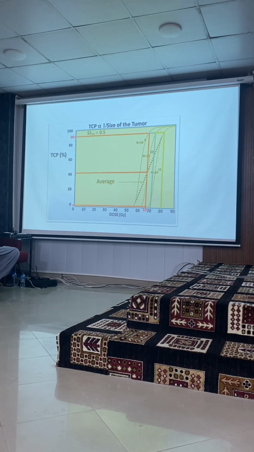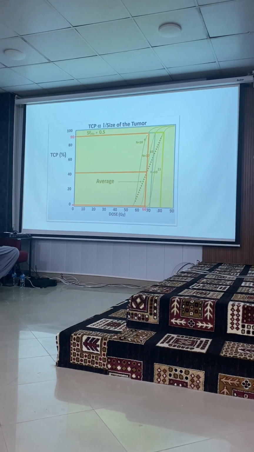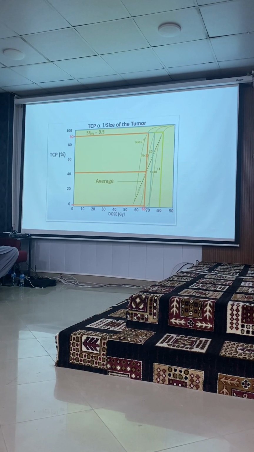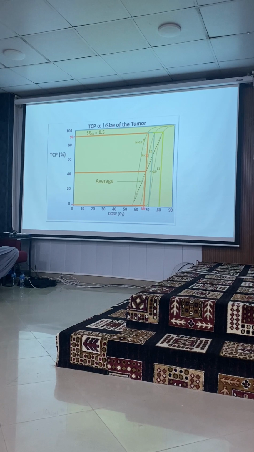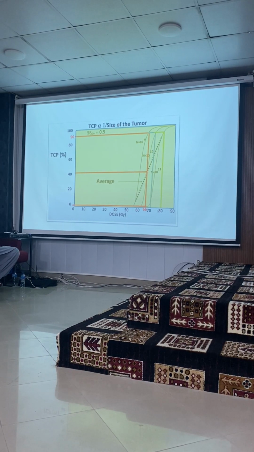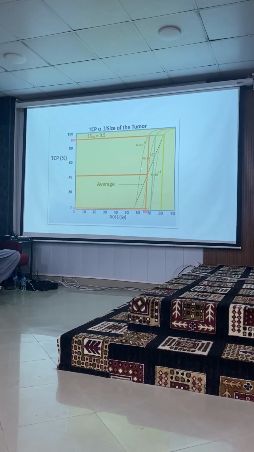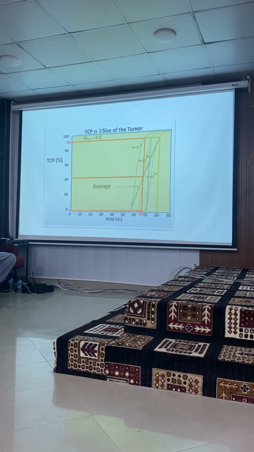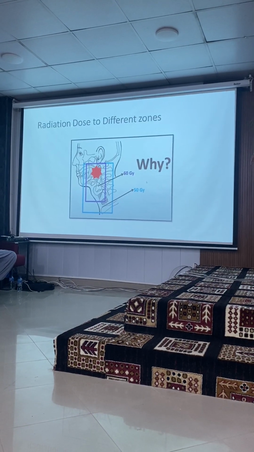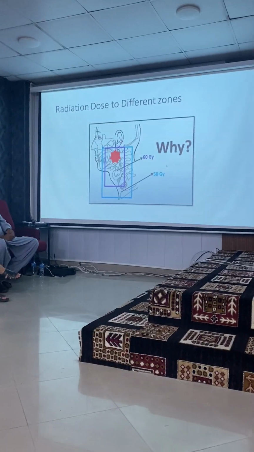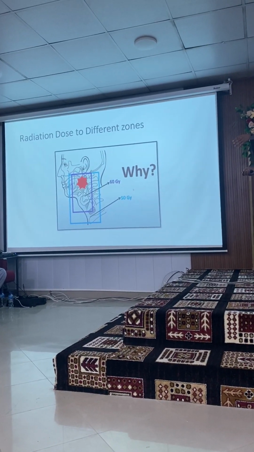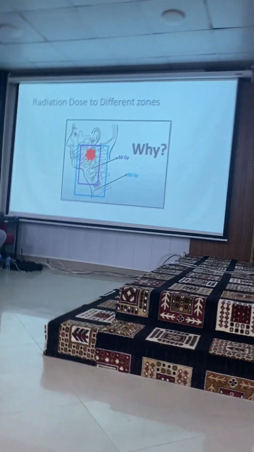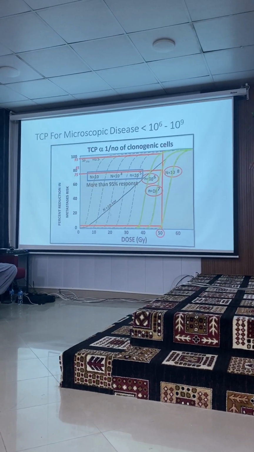So looking at this, if we want to achieve 90% tumor control probability in a tumor with a billion cells, we need to give 66 Gy. But the same dose will give us more or less 40% tumor control probability if a tumor has 10 billion cells, and almost 0% for a gross tumor. So radiation dose is different for different zones. I think this is rather clear to you by now, that the tumor burden is different for different cells.